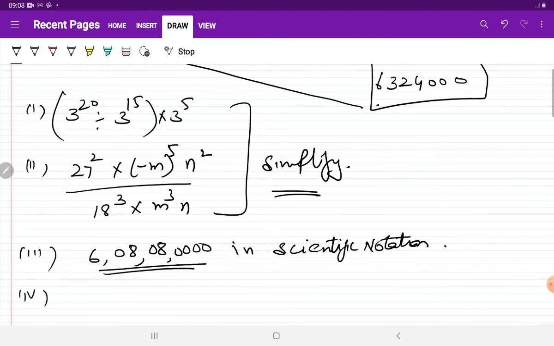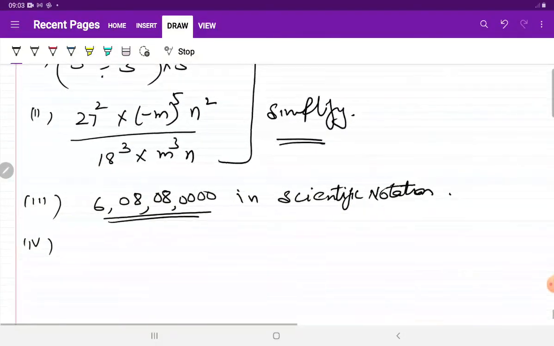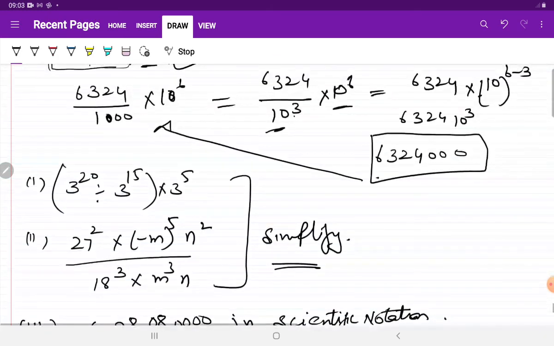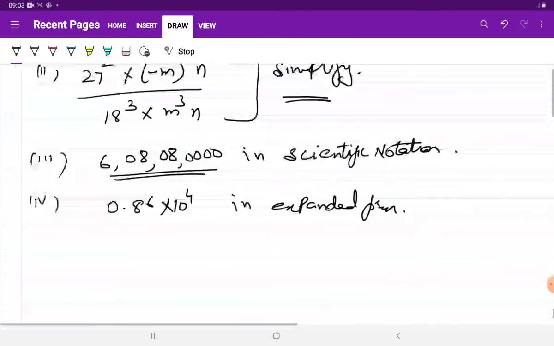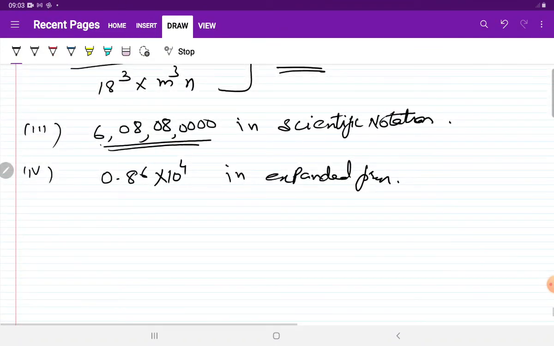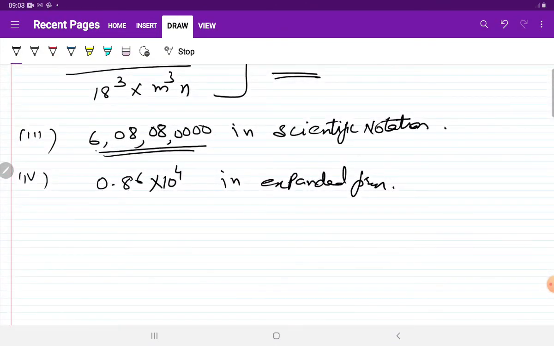Next, in standard expanded form. I have this number 0.86 into 10 raised to power 4 in expanded form. Okay, what is expanded form? This type, what I explained last. The given number is in decimal form, and you have to bring it into this form. Got it? And these are very simple.